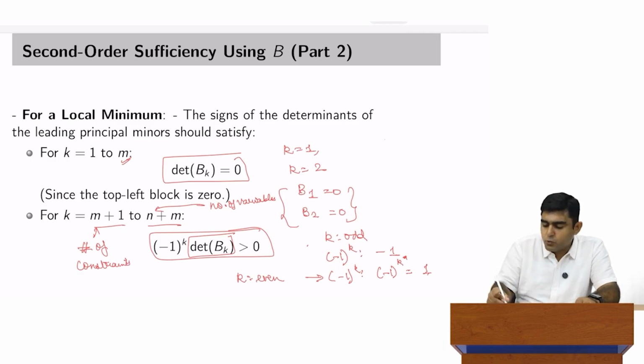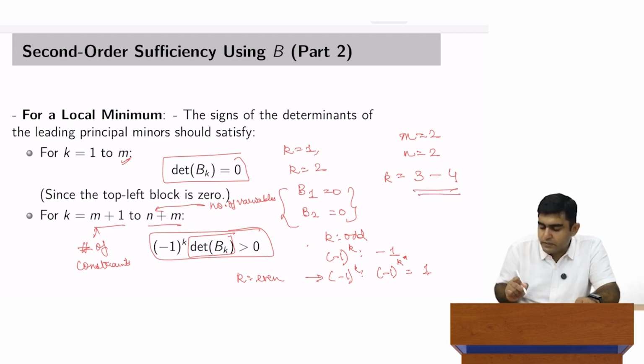If we have two constraints, we will have m equal to 2. If we have two variables, n becomes equal to 2. So, we would check for k equal to 3 to k equal to 4, and both of these should follow this sign. That is, when k is equal to 3, minus 1 raised to power 3 determinant of Bk should be greater than 0. And how would this be greater than 0? If determinant of Bk is less than 0.